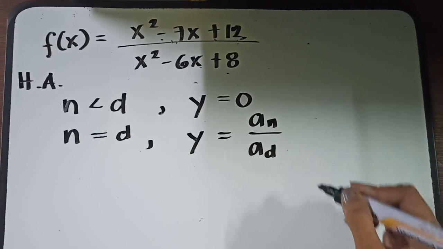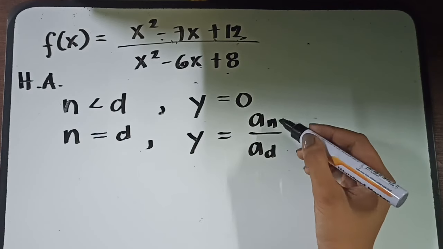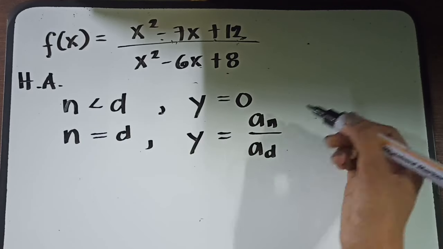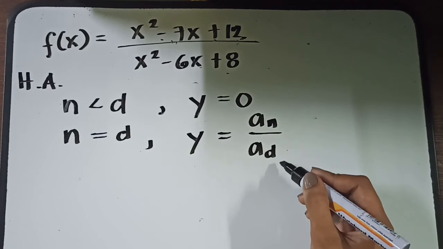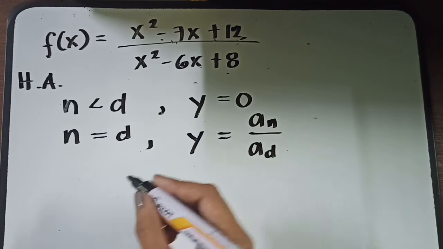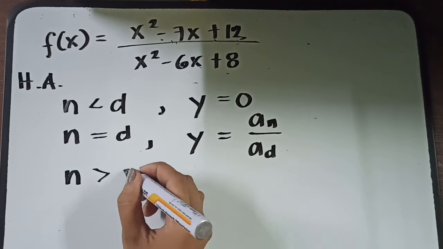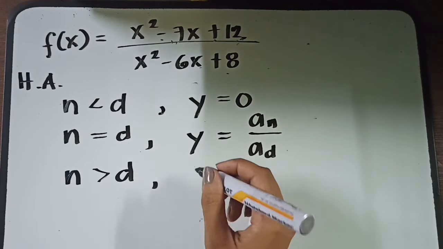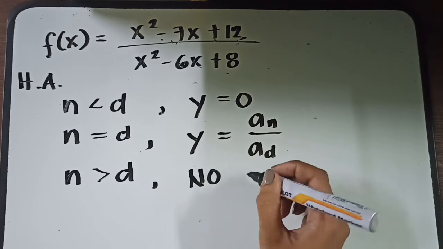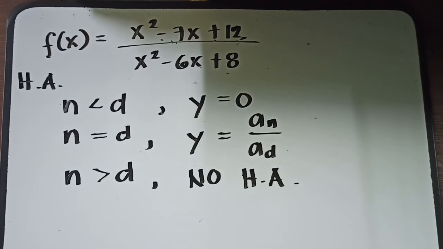So, ano yung a sub n, ano yung a sub d? So, this a sub n is the numerical coefficient or the leading coefficient of the numerator, and yung a sub d, that is the leading coefficient of the denominator. Okay, so next condition. If the degree of the numerator is greater than the degree of the denominator, then there is no horizontal asymptote. So, these are the three conditions na kailangan nating i-consider sa paghahanap ng horizontal asymptote.